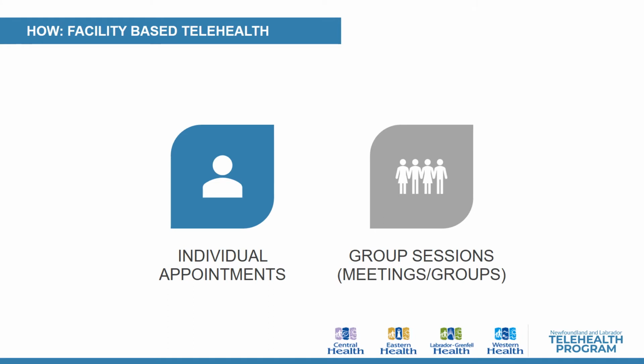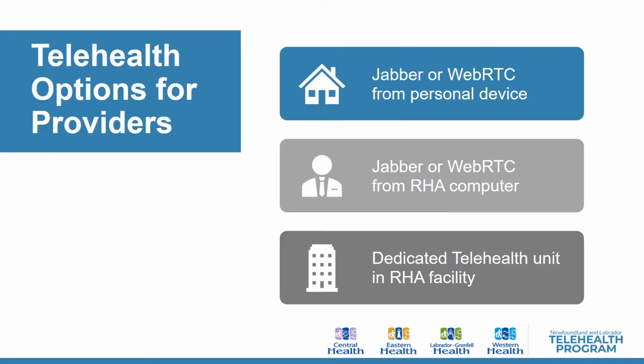Facility-based telehealth can be used for individual appointments as well as for group sessions or meetings. The patient attends the telehealth appointment at an RHA site and simply answers the incoming call from the provider. However, the provider has a number of options to initiate the telehealth call. The provider can call the patient's site from a Jabber account on a personal or corporate device. Alternatively, the provider may have the option to call from a dedicated telehealth unit in a physician office or meeting room at the provider site.